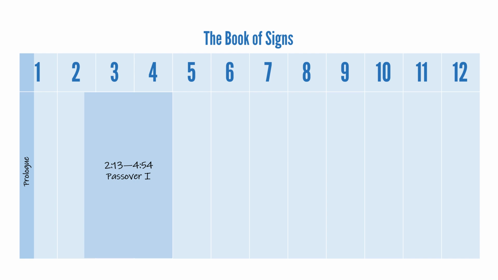So we find a subsection within the book of signs, stretching from chapter 2 verse 13, after the first sign at Cana, through to 4:54 and the second sign at Cana. This is a subsection that's framed as one pilgrimage journey to and from Jerusalem for Passover.